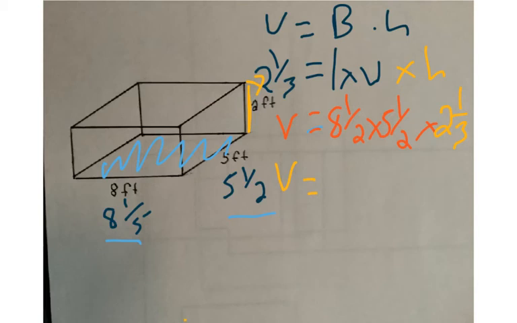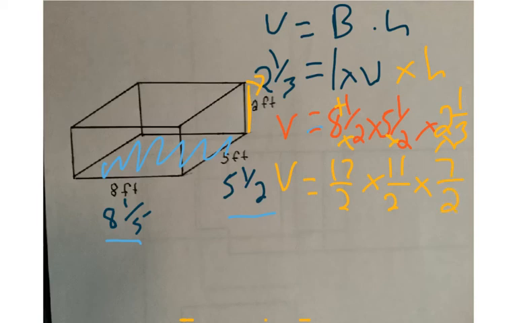Okay. You may remember when we multiply mixed numbers, we use the cartwheel method. Denominator times whole number, 2 times 8 is 16. Plus 1 is 17. Denominator stays the same. Over here, 2 times 5 is 10. Plus 1 is 11. And then over here, 3 times 2 is 6. Plus 1 is 7.